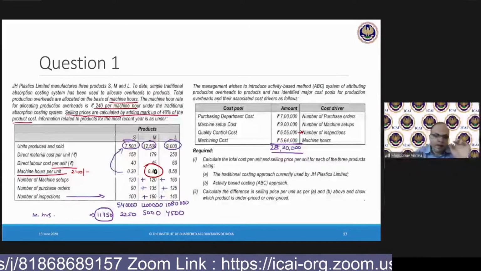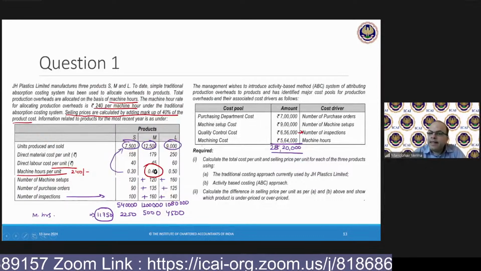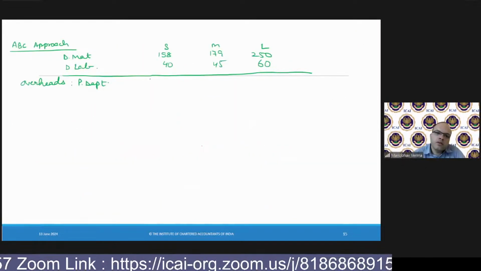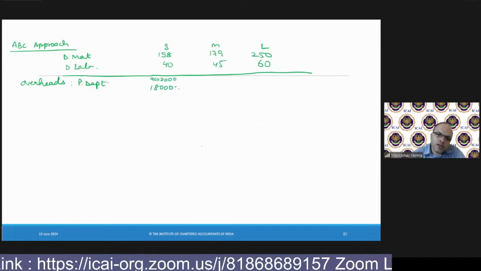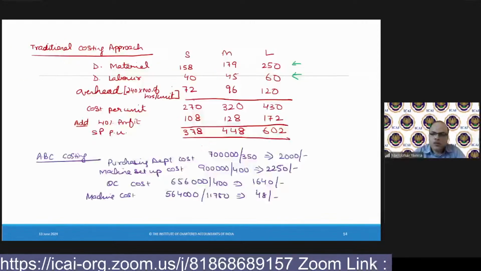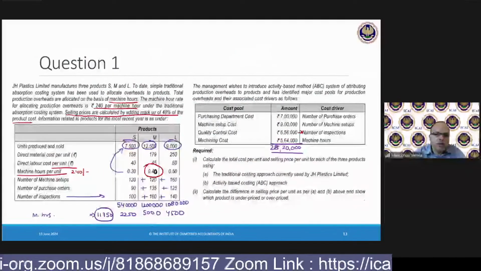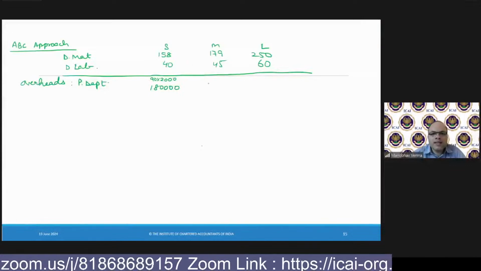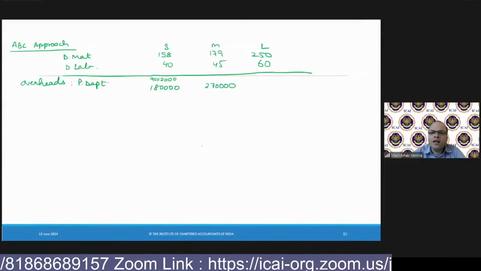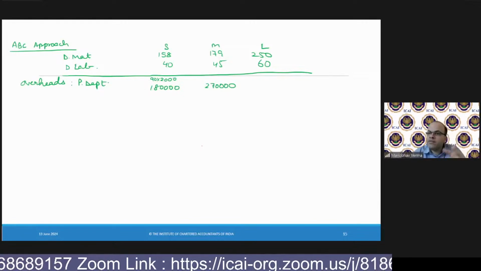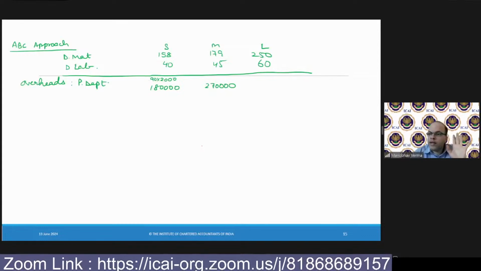We are using the driver we have calculated. We are multiplying that with the purchase orders. So purchase orders are 90 into 2,000. So that gives us 1,80,000. Similarly, we got 135 into 2,000. It seems 2,70,000 here. And for L, mind you, these are total overheads. We will have to divide these by the number of units to get the overhead per unit. So do not miss out that part, please.